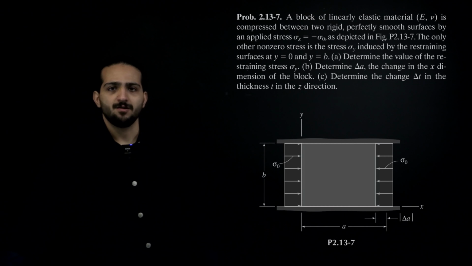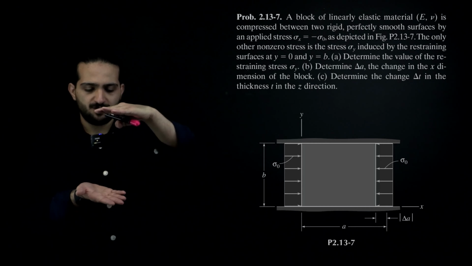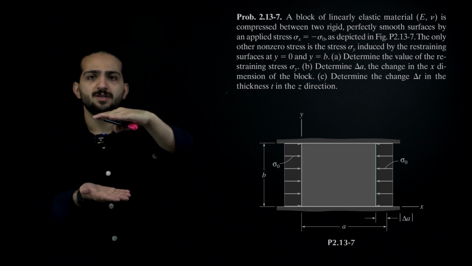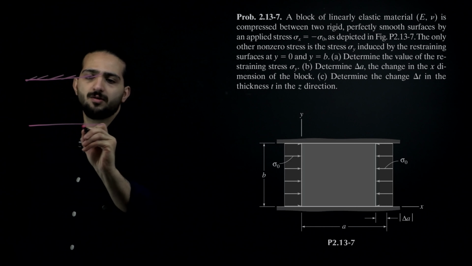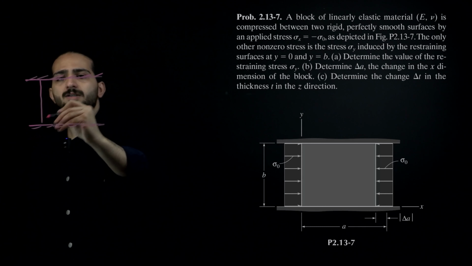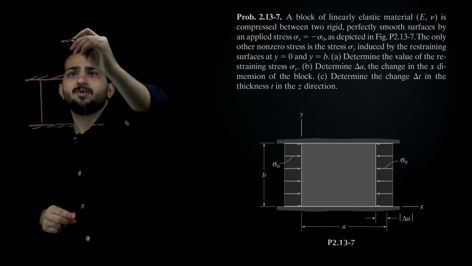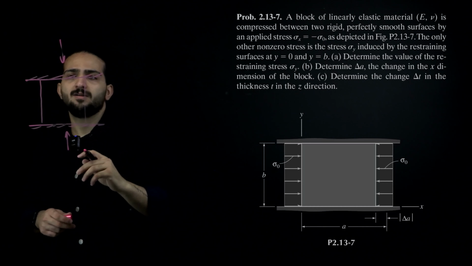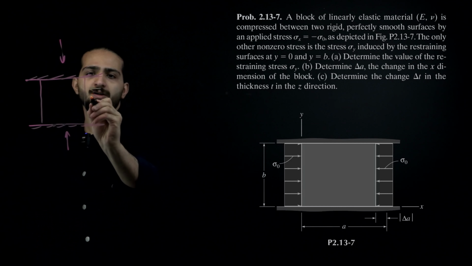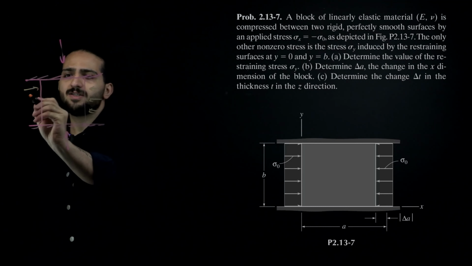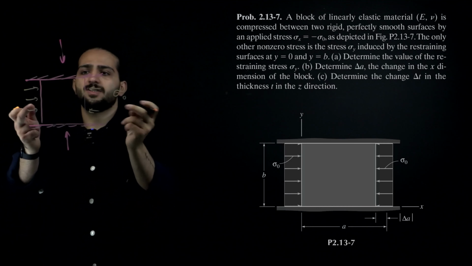Okay, let's read the question together. Here we have an element that is restrained between two rigid surfaces. This is our top surface, this is our lower surface, and this is our element. It can be compressed in this direction, but in this direction its dimension cannot change and will remain the same. Now in this question, a compressive stress with a magnitude of sigma 0 is applied to this element.